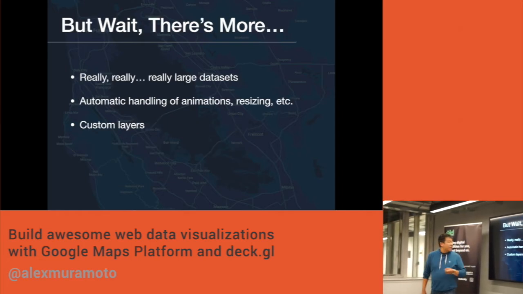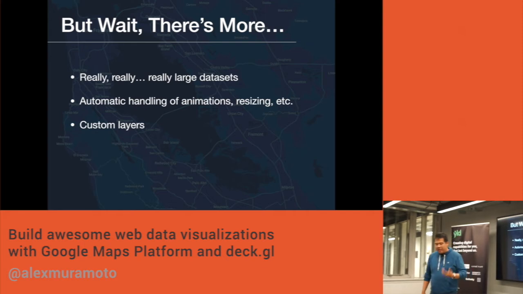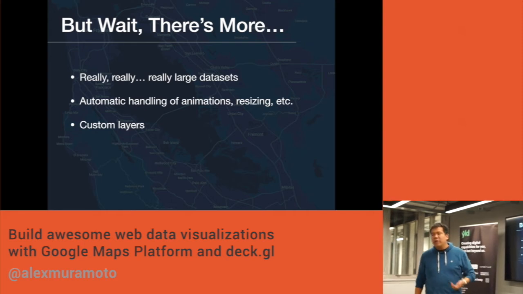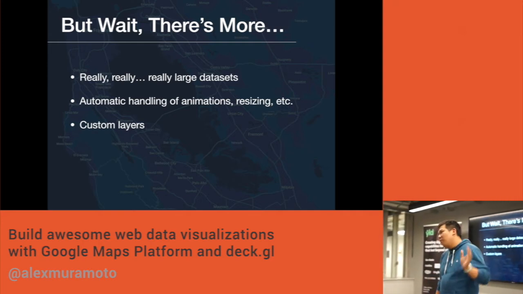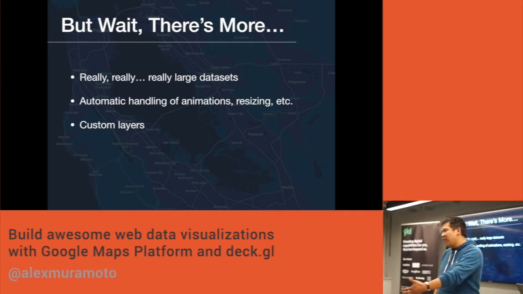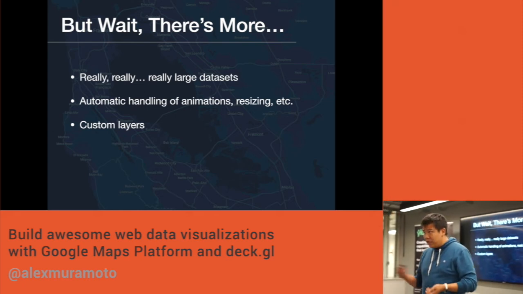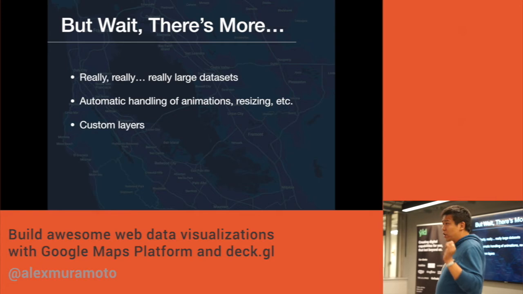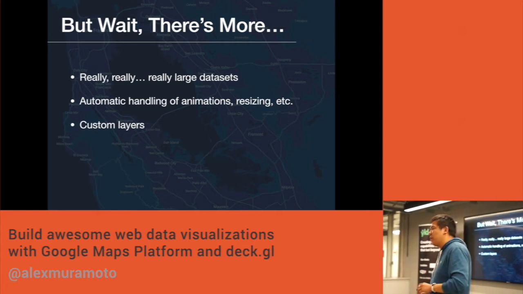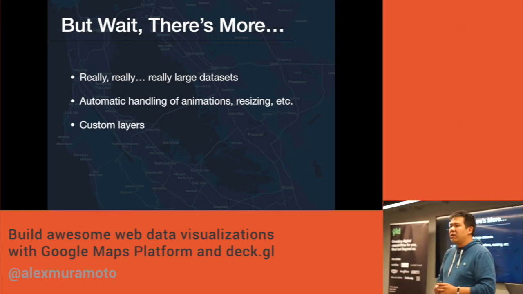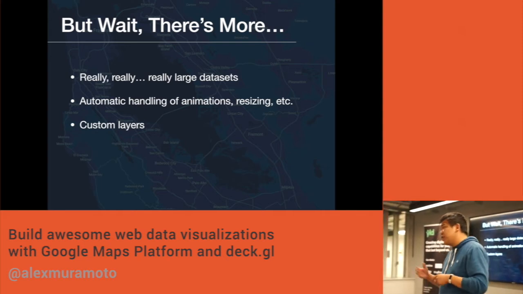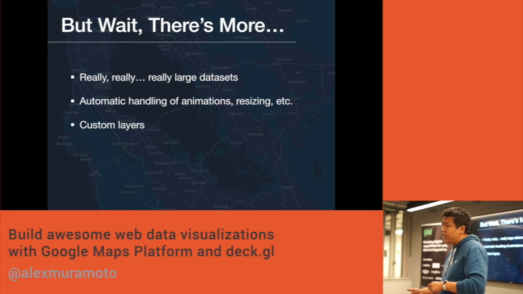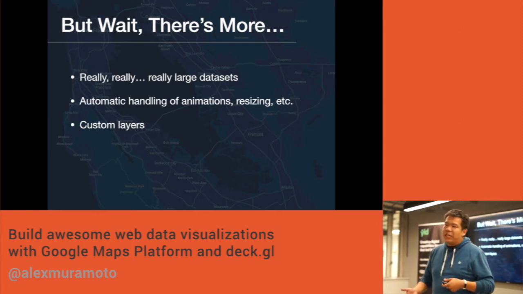But wait, there's more. Also, deck.gl, as I mentioned before, brings support for really, really large data sets. So right now, the markers start to run up against performance issues if you're talking about 200 or 300. The largest data set that, last time I checked, was managed to performantly visualize on top of a Google map with deck.gl was 6 million. So pretty big increase. Also, it brings a bunch of very nice features to us, such as automatic handling of things like animations and resizing.